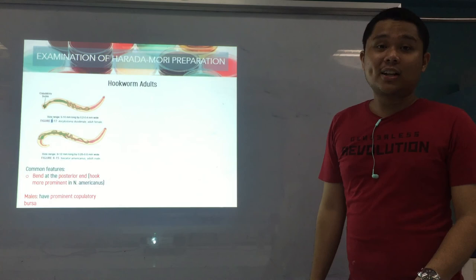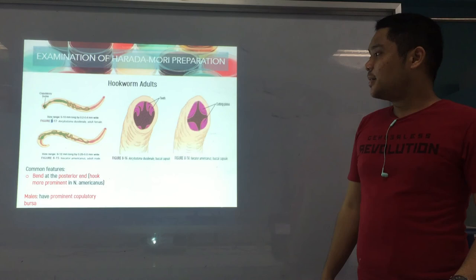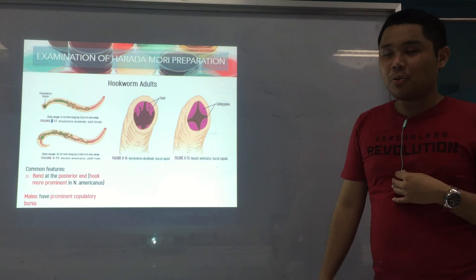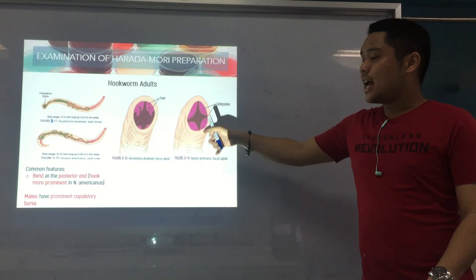Aside from that, we go to the different types of mouth parts of the different species of hookworm. We'll start first with Ancylostoma duodenale, which contains teeth. Necator americanus has what are considered plates. To differentiate the two, you have a table there.